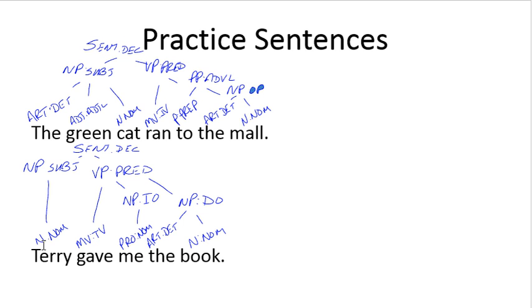On the sentence down here, Terry gave me the book. Terry is a noun phrase subject. We've covered that already. Gave is an action, so it's a main verb. It's either transitive or intransitive. Gave what? The book. So that means this verb is transitive. That means the book is the direct object. Who or what received the book? Me. So this noun phrase is the indirect object. And this sentence is also declarative.